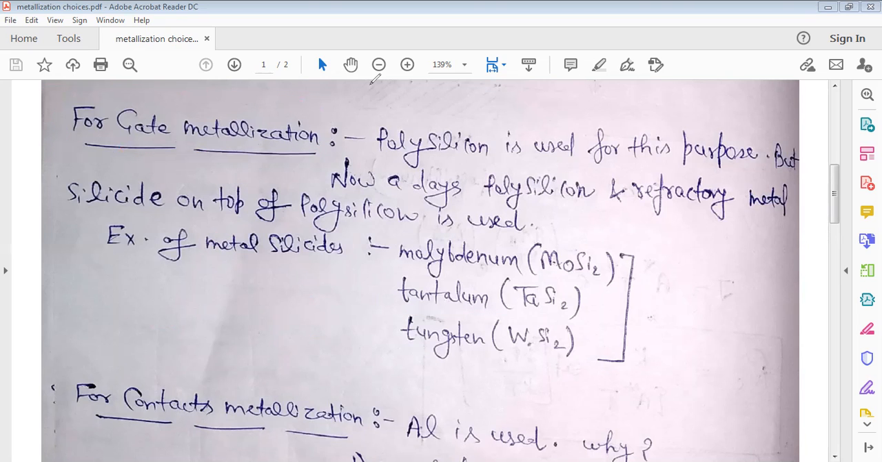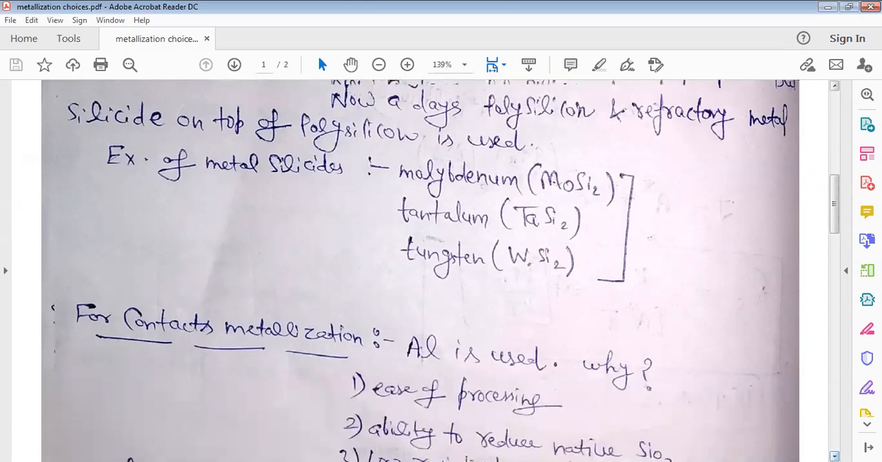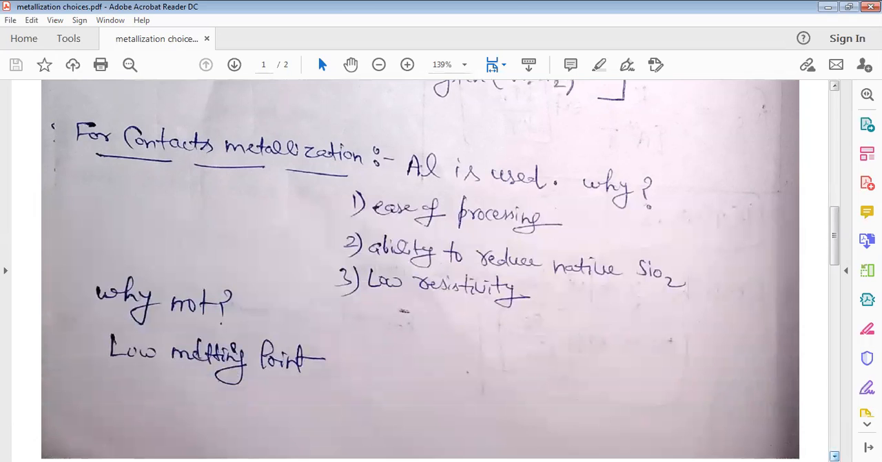Now let's come to the contact metallization. For contact metallization, aluminium is the choice. Why? Because it is easy to process. It has the ability to reduce the native silicon dioxide, because we know that whenever your wafer makes contact with oxygen, it will form silicon dioxide very rapidly. So aluminium has the ability to reduce the native silicon dioxide. It also has low resistivity.